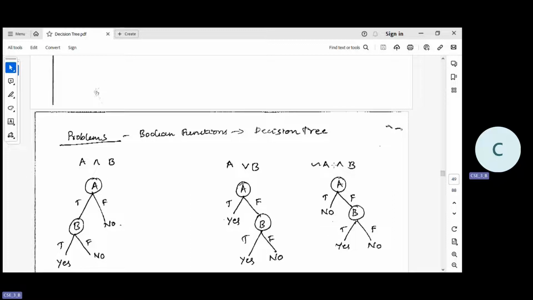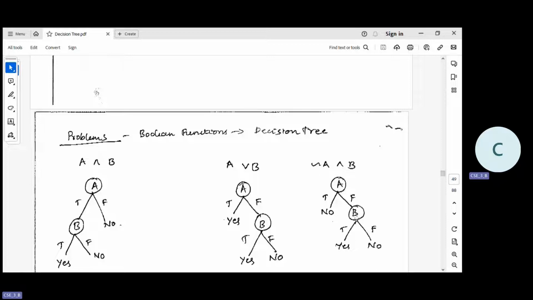Similarly, negation of A and B. Here we are going to take it in a different way. Usually we take true as yes and false as no, but when there is a negation, we have to take it in the reverse direction. For A, true is no, since it is a negation of A, and here there is an AND condition. So A is false, and we add B, because we have to verify B when A is false.